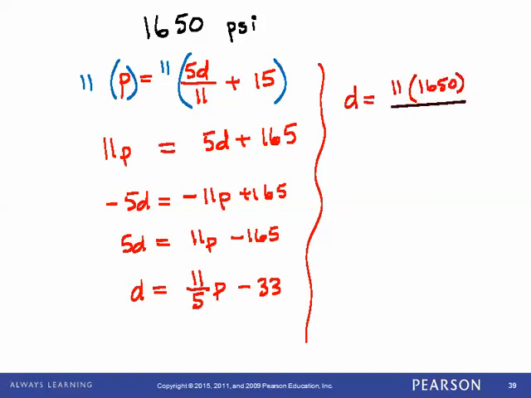Plug 1650 into that equation now. Dividing out the 5 looks like multiplying by 11, you get that finally, and then eventually subtracting 33, you get 3,597 feet. Are we good there? Okay, cool. We learned a little something about functions here. There is such a thing as inverse functions. And there's a specific type of function called the one-to-one function. Kind of cool. Okay, we'll stop here.